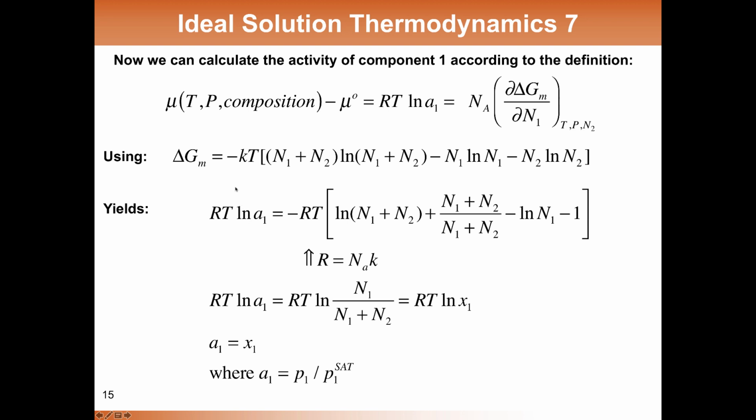I'll rewrite Boltzmann's constant in terms of the gas law, because the gas law constant R is just Avogadro's number times k. And then we have an expression for RT times the log of a, and it's written in terms of the number of molecules of type 1 divided by the total number of molecules of type 1 and 2 which are in the mixture. This is then by definition the mole fraction of component 1.